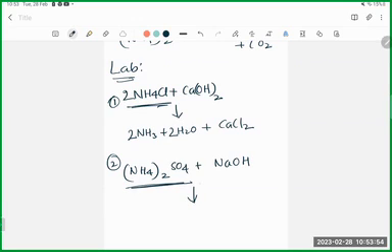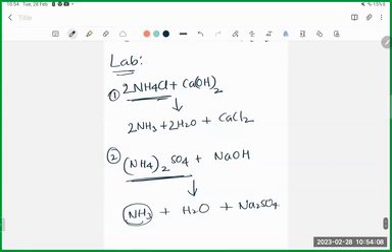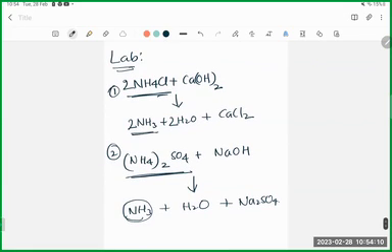So now we can see here ammonium sulfate and NaOH give ammonia plus H2O plus sodium sulfate. So ammonium sulfate with the alkali, whenever it reacts, ammonium salt with alkali, it liberates ammonia gas. Both of these reactions are laboratory reactions.